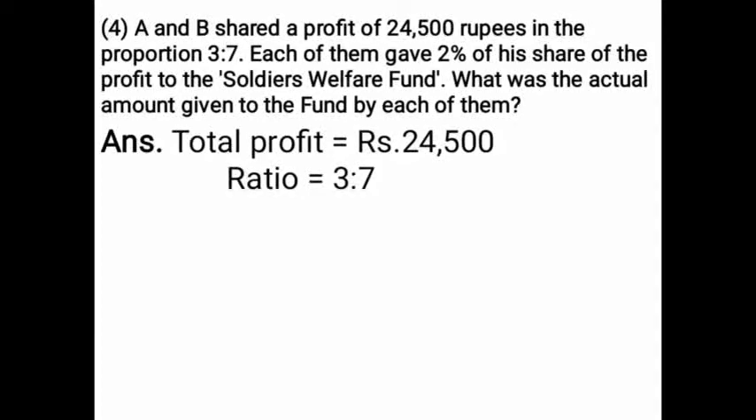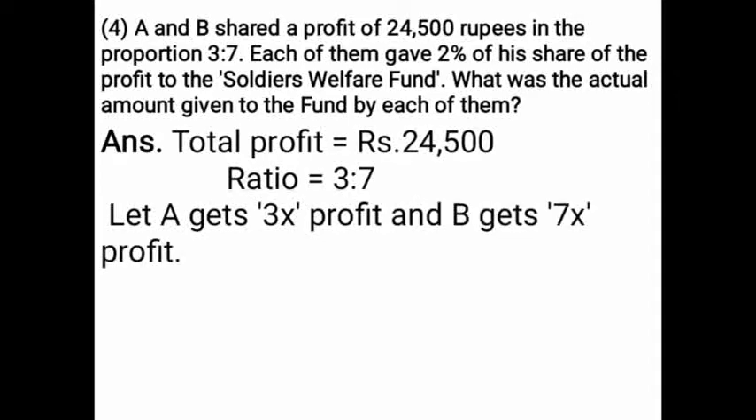If total profit is given rupees 24,500, you have to find the profit of A and B. You have to divide the profit of A and B of this given ratio 3:7. So statement you have to write, let A gets 3x profit and B gets 7x profit. Of this given ratio I have divided. A I have taken it as 3x profit and B I have taken it as 7x profit.